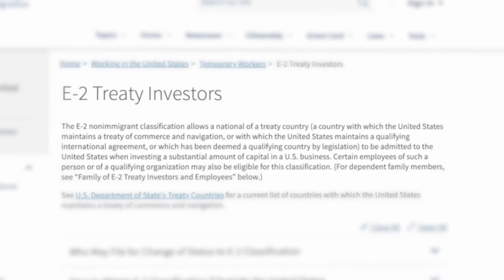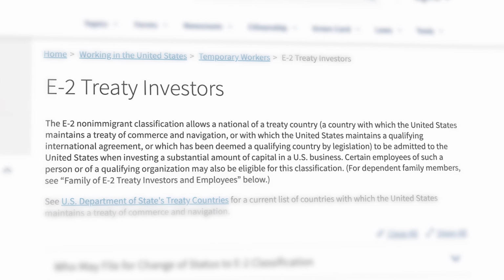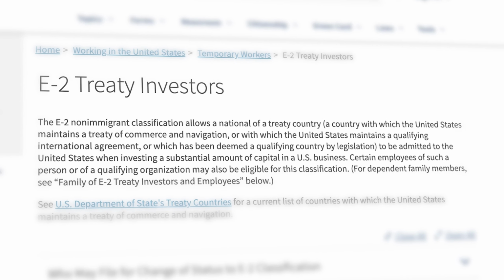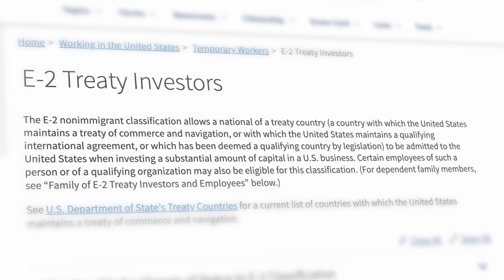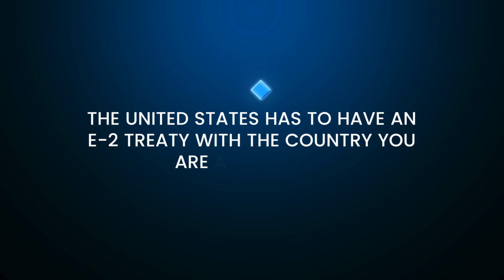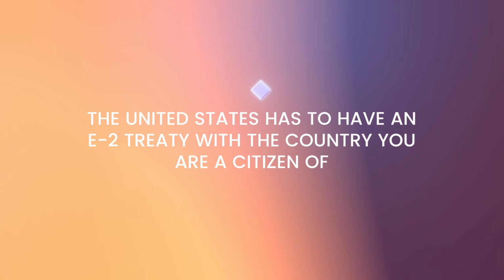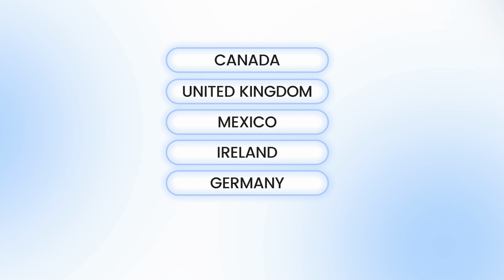Now, for those of you who don't already know and want to understand what the E-2 actually is, according to the US Consulate, the E-2 is a non-immigrant classification that allows a national of a treaty country to be admitted to the United States when investing a substantial amount of capital in a US business. Now, notice how it says treaty country. What that actually means is that the United States has to have an E-2 treaty with the country you are a citizen of. This includes most first world countries like Canada, the United Kingdom, Mexico, Ireland, Germany, Poland, the list goes on.